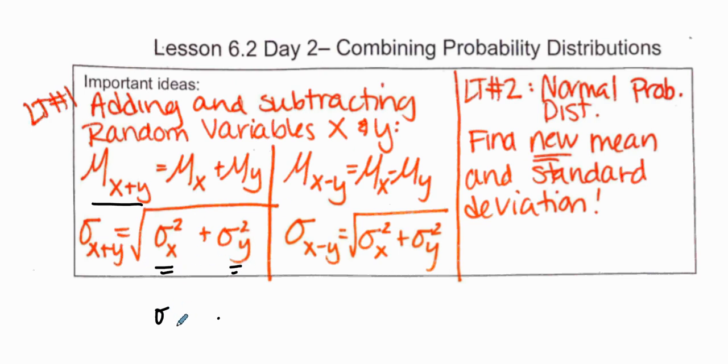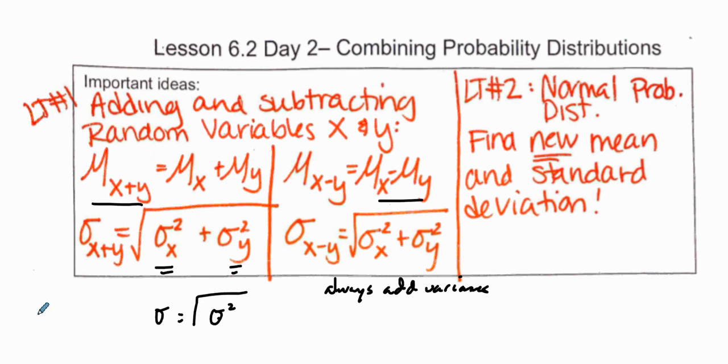Because if you recall, when we talked about this earlier, standard deviation is actually equal to the square root of the variance. In the same manner, if you subtract two variables, we just subtract the means, but we still add the two variances together. We always add variances, and then we take the square root. We can now use our probability distribution model to find new means and standard deviations of each.